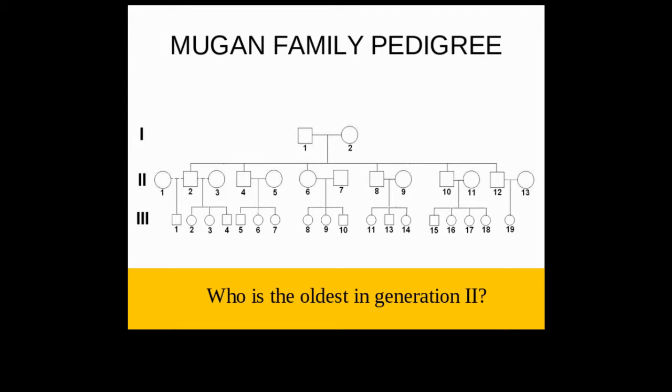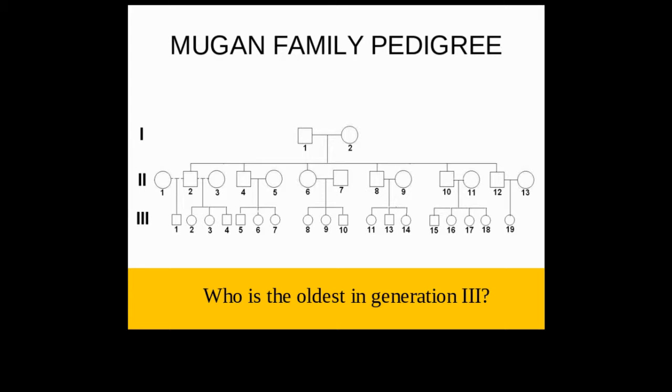The oldest in generation 2 that we can be sure of, we might think that it was individual 2-1. However, that was my brother's second wife. She was actually quite a bit younger than he was. Individual 2-2 is my oldest brother, and he is the oldest one in generation 2. The oldest in generation 3, now this one's a toughie.